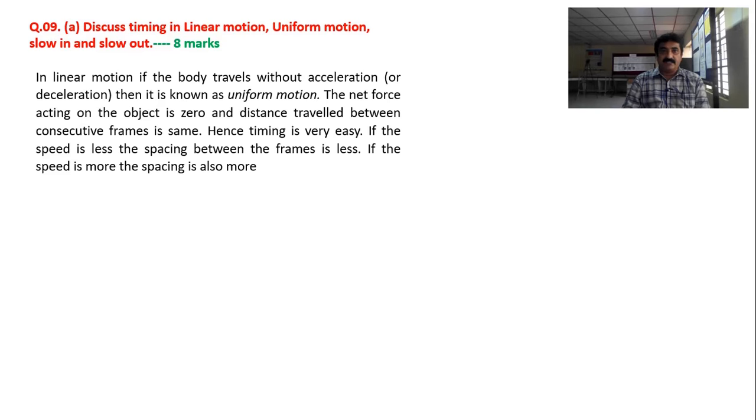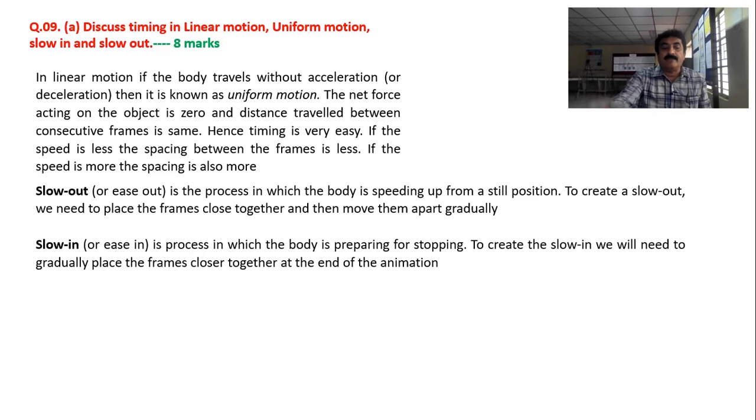so acceleration is 0 and velocity is constant. So the body travels equal distance in equal intervals of time. For such a motion, timing is very simple, framing is also very simple, because in equal intervals of time, equal distance is covered. So distance traveled is the same, spacing will be the same, timing is also the same. So that is for uniform motion. Acceleration is 0, velocity is constant.